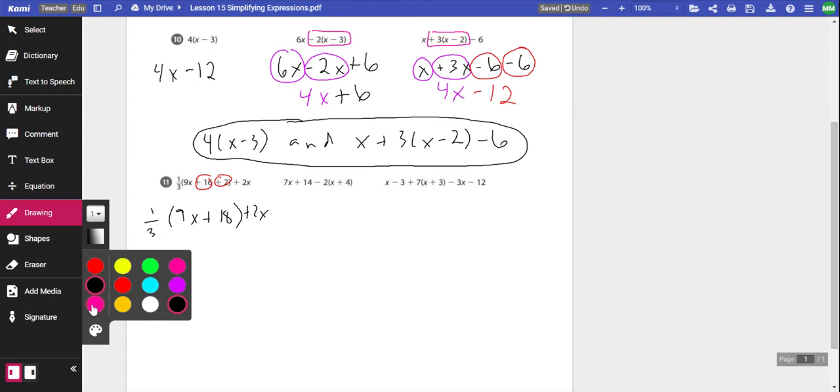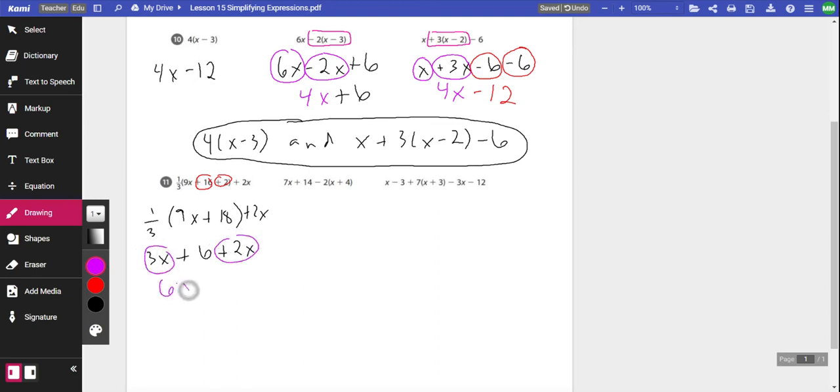Then I'm going to do my distributive property. So 1/3 times 9 is 3 and 1/3 times 18 is 6. And then I'm not going to do it times the 2x because it's not in parentheses, so I still have plus 2x. 3x plus 2x, combining my like terms, is 6x, and then I have plus 6. So there's my first one. Let's see if it's equivalent to any of the other two.